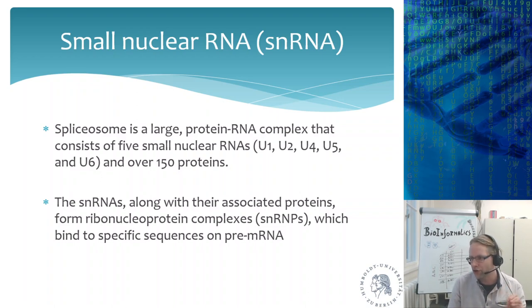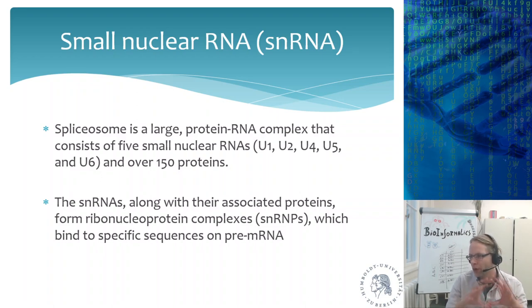So the spliceosome, this big protein which does the splicing, is a protein-RNA complex, and this has five different small nuclear RNAs in there. These are called U1, U2, U4, U5, and U6. Why they didn't name them U1 to U5, but skipped U3, I don't know exactly.